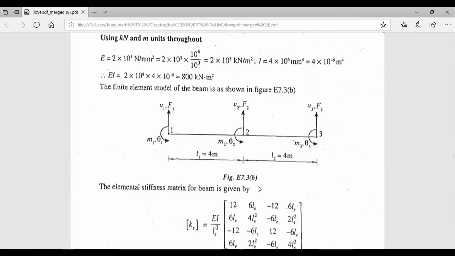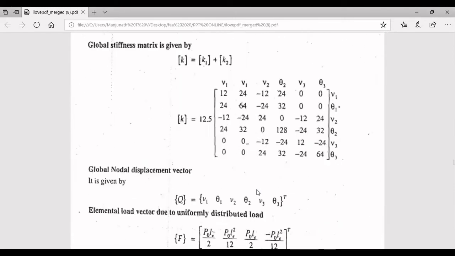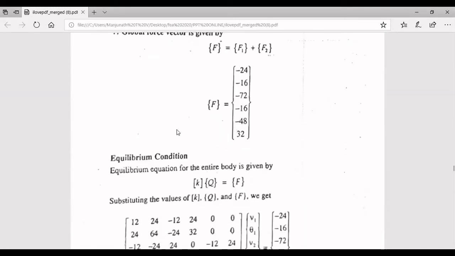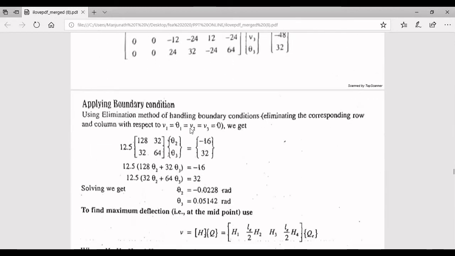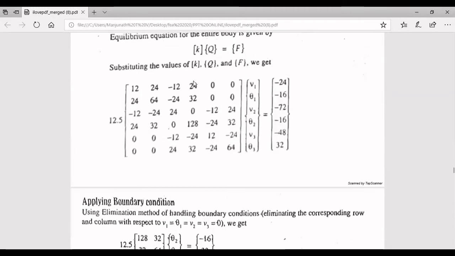Now, taking V1 and theta 1 at node number 1 as 0, V2 at node number 2 as 0, and V3 at node number 3 as 0, the corresponding rows and columns we are going to eliminate. V1 rows and columns we eliminate. Similarly, theta 1 rows and columns, V2 rows and columns, and V3 rows and columns. So only the added elements remain.